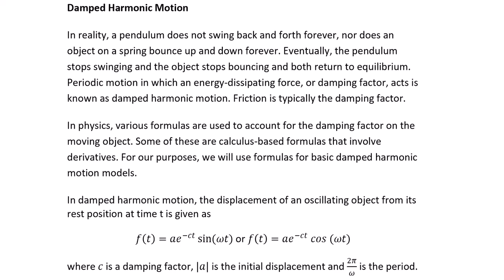In damped harmonic motion, the displacement of an oscillating object from its rest position at time t is given as f of t equals a times e to the negative ct times the sine of omega t, or f of t equals a e to the negative ct times the cosine of omega t. C is a damping factor. Absolute value of A is the initial displacement, and 2 pi over omega is the period.